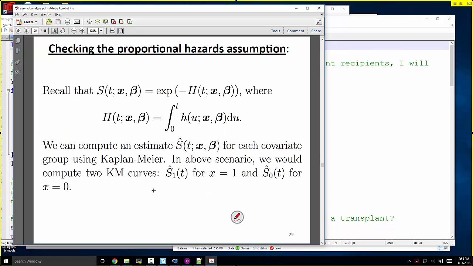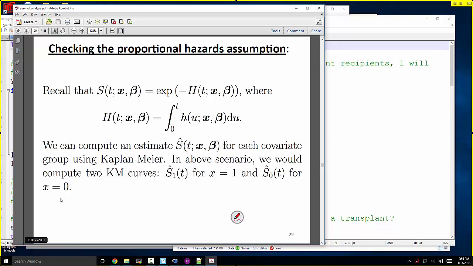So going back to the relationship between survival curve and cumulative hazard, suppose we have one covariate X. We're going to consider just one for now. One covariate X that is binary. It's either 1 or 0. That might be treatment group and control group. Then using this relationship, we can estimate, say, Kaplan-Meier curves for x equal 1 and x equals 0.